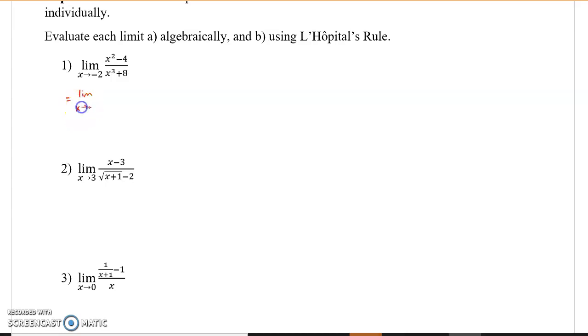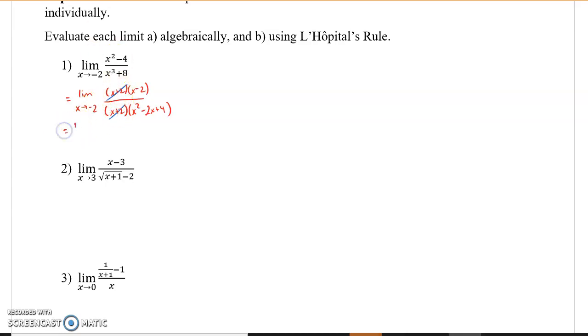Our old school way of doing this would say, well, we know that x squared minus 4 factors to x plus 2 times x minus 2, the old difference of squares. x cubed plus 8 factors to x plus 2 times x squared minus 2x plus 4, the old sum of cubes. And lo and behold, x plus 2 cancels out. That was the problem, because that was what was causing -2 to make us get a 0 over 0.